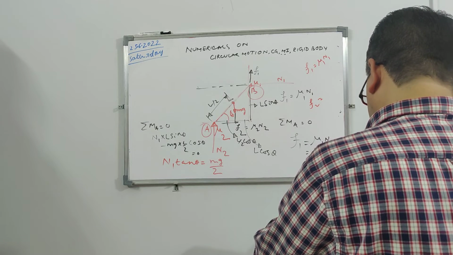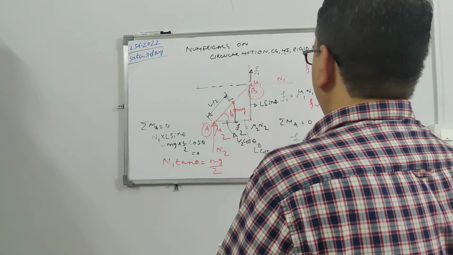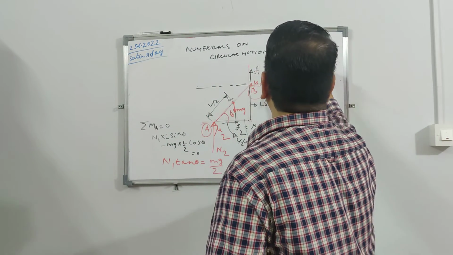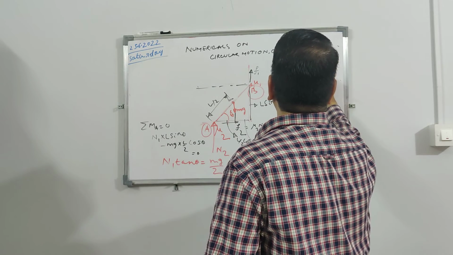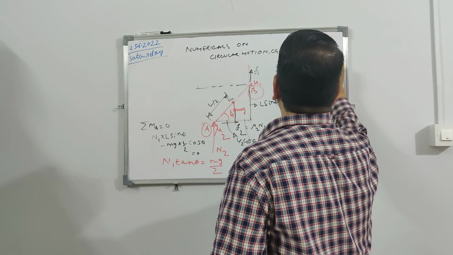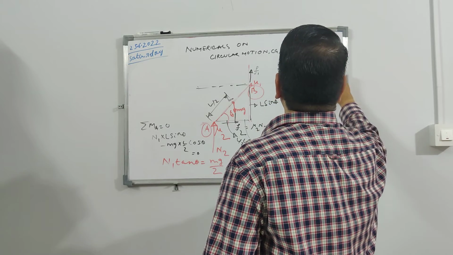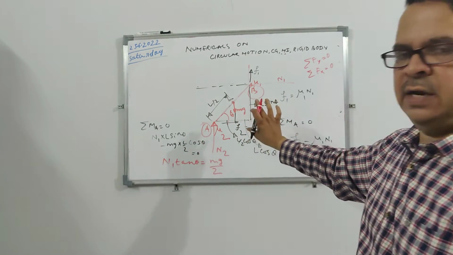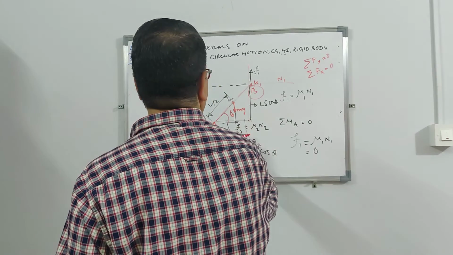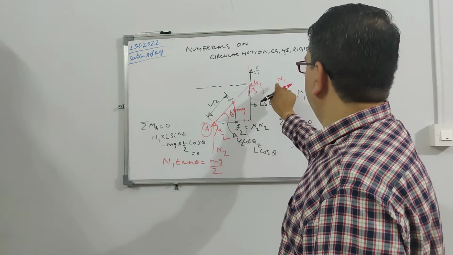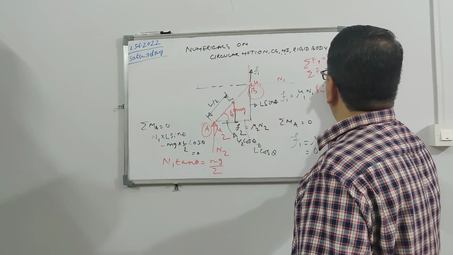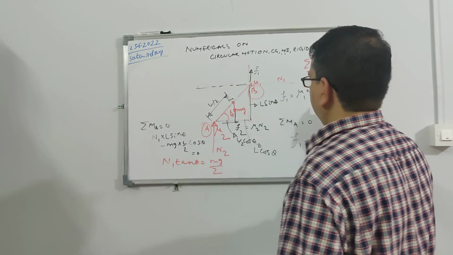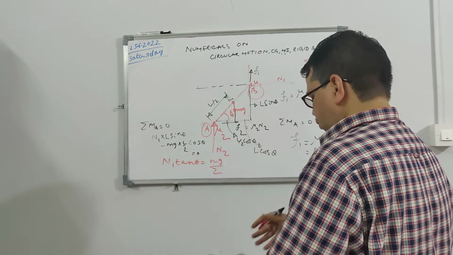Horizontal and vertical direction. F2 minus N1, okay. So what is happening? The complete system: sigma Fy is equal to 0 and sigma Fx is equal to 0. So we have done the moment balance. Now the force balance: F2 and N1 should balance each other, so F2 minus N1 is equal to 0. Similarly, F1 and N2.